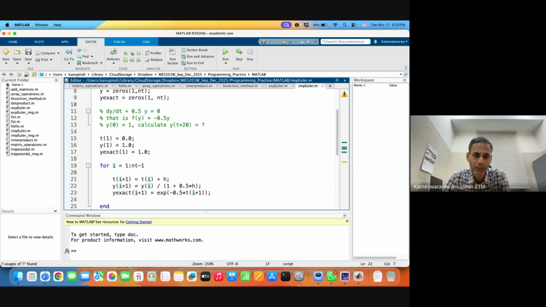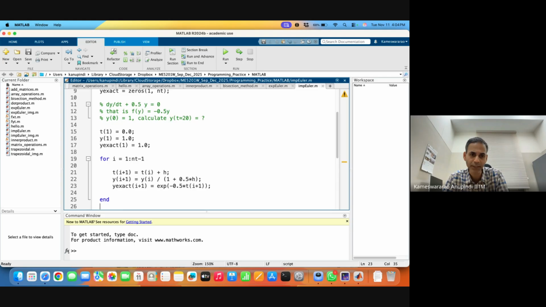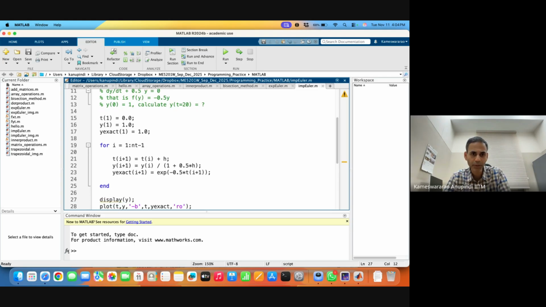So in the implicit Euler, we have y of n plus 1 equals yn divided by 1 minus lambda h, right? In this case lambda is minus 0.5. So as a result, what we have is 1 plus 0.5h. That is all the change compared to the explicit Euler. And then y exact remains the same. This is e to the power minus 0.5t. So let us try to run this program.